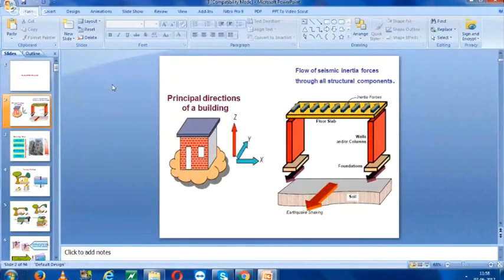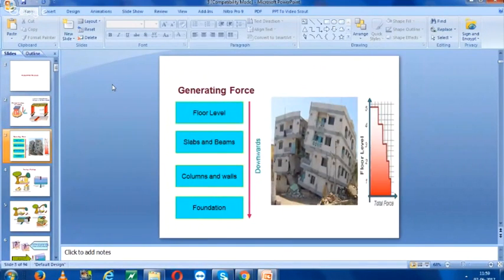This is the same slide showing the flow of seismic inertia forces through all structural components and how they are going to behave. The force increases downwards, that is, whatever shear is accumulating due to the earthquake force. If we talk of energy, it is quite high at the top level, but if we talk of force, it accumulates from top to bottom.